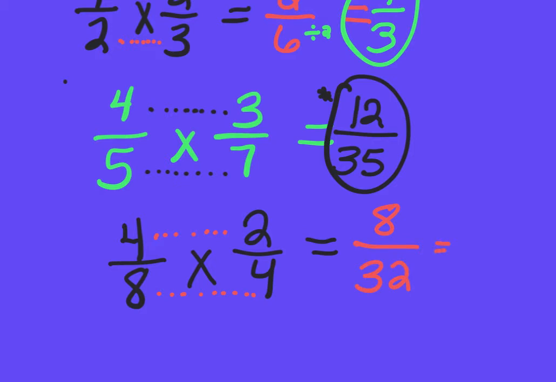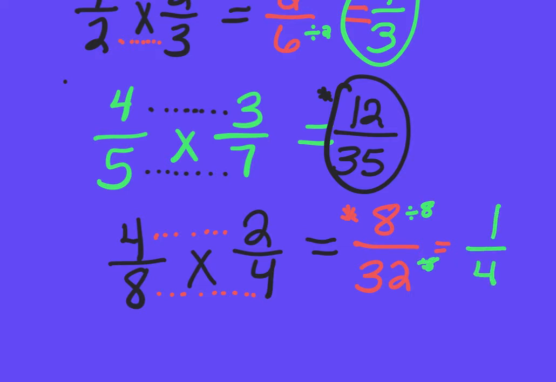I have to ask myself, is it as low as it'll go or will it go lower? I notice they're both even, so I know 2 will work. But the hint is always start with your numerator. Will 8 go into 32? And it will. So divide them both by 8. 8 will go into 8 one time.